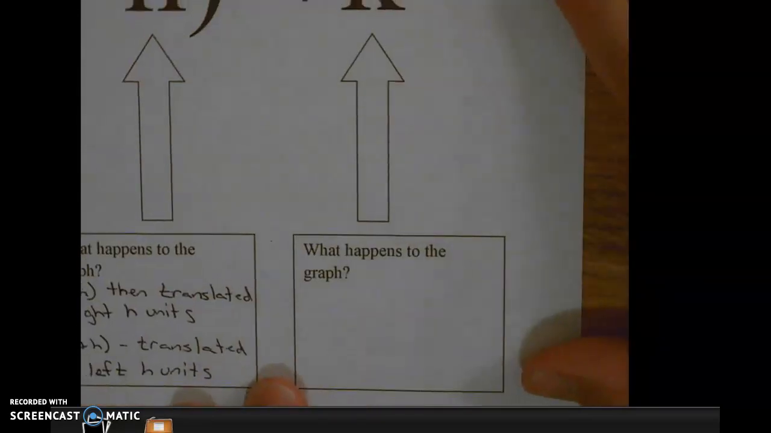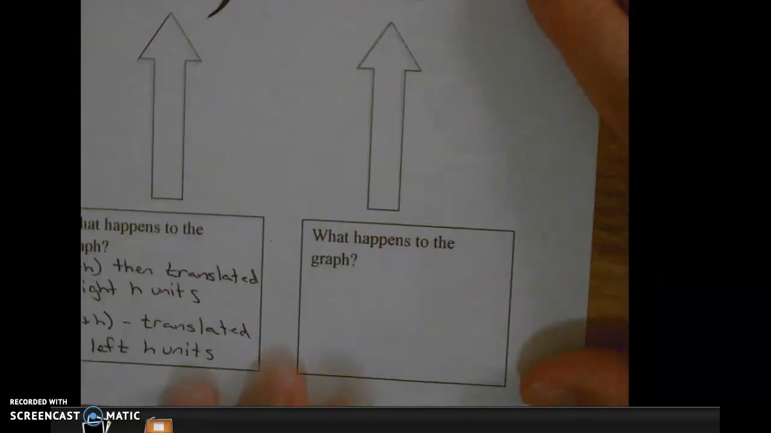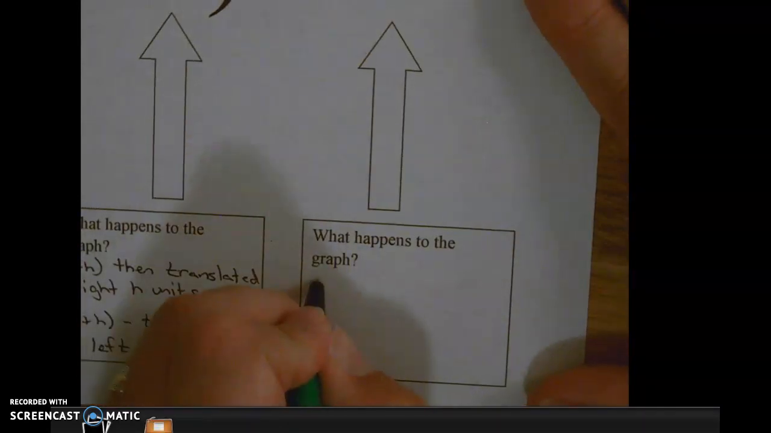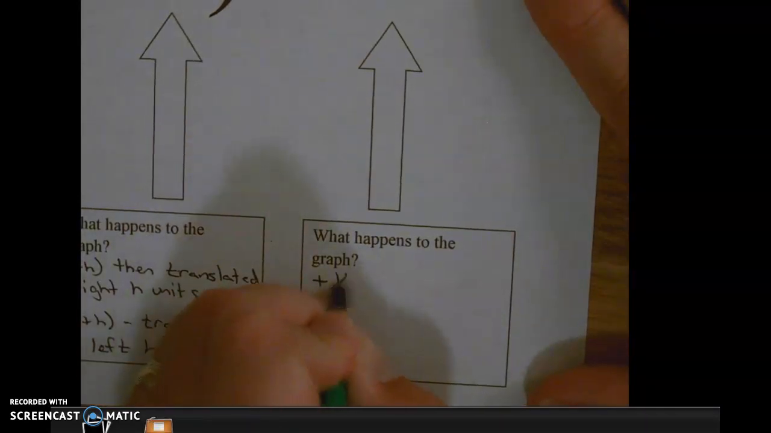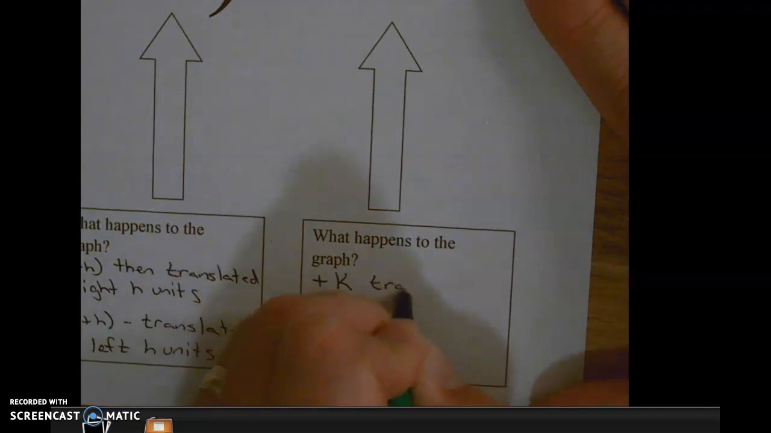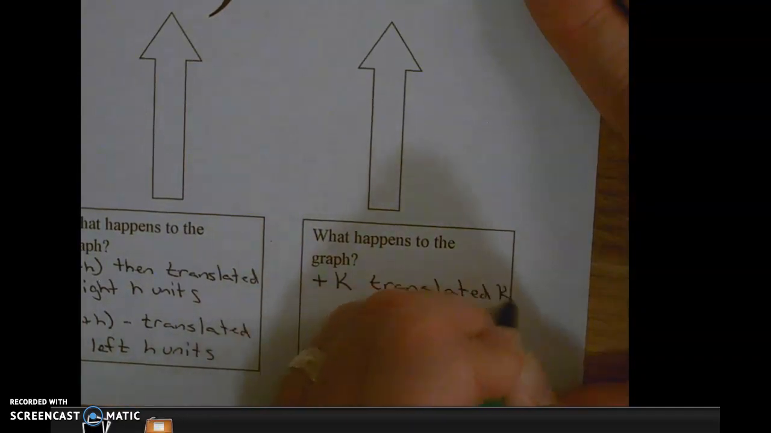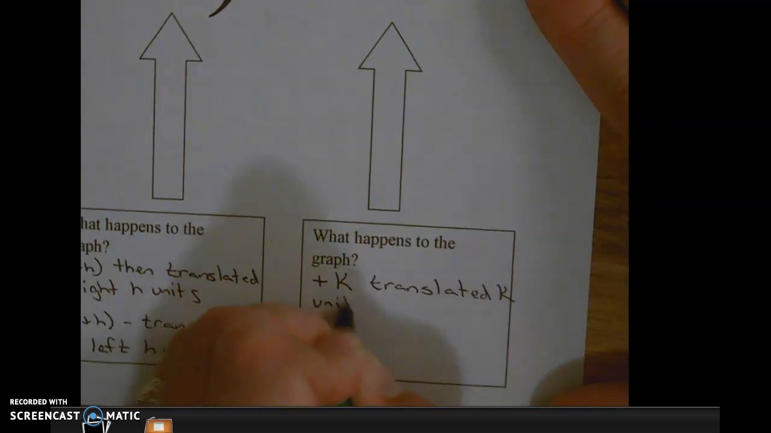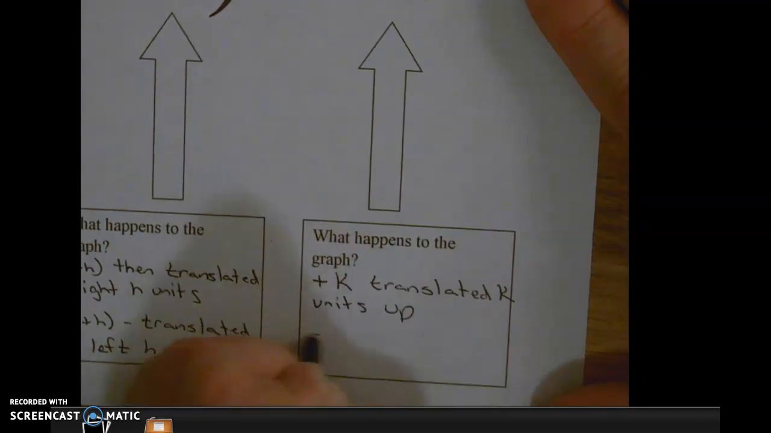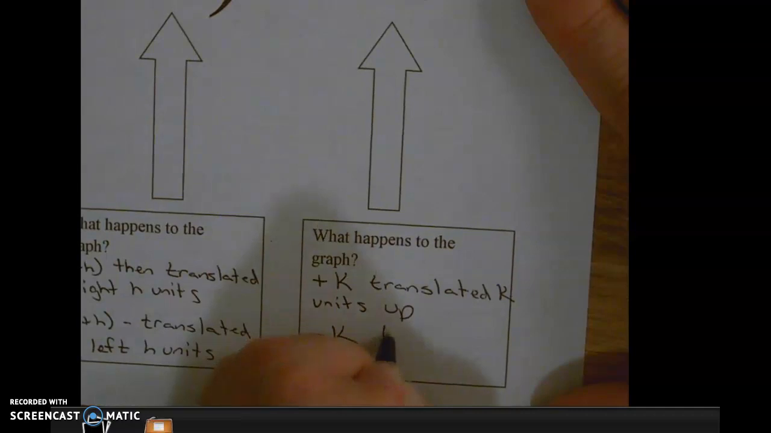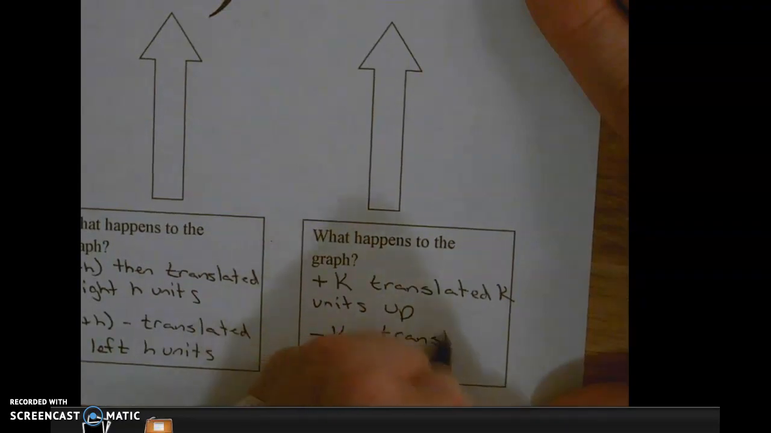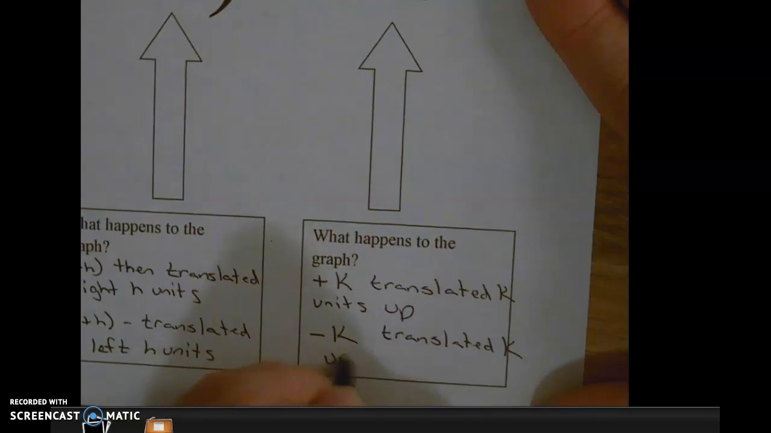All right, and then k is going to be up and down. So if k is positive, so if it's plus k, then it's translated k units up. If k is negative, translated k units down.